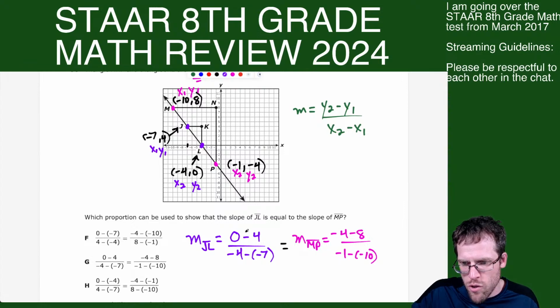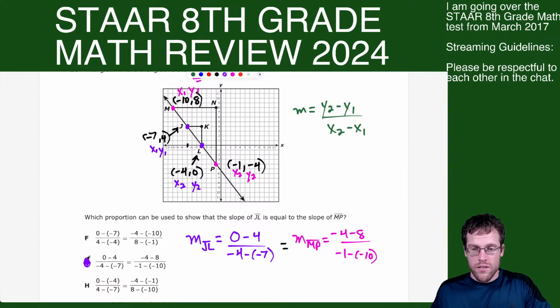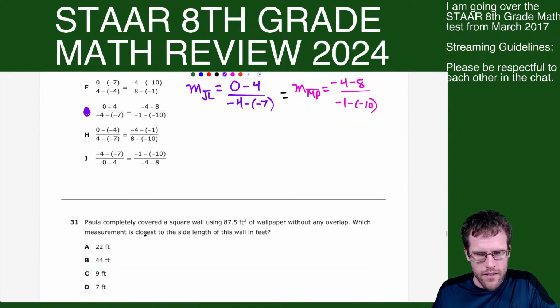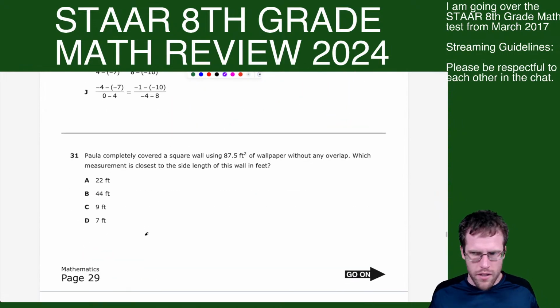But let's see. 0 minus 4 over -4 minus -7. And then -4 minus 8 over -1 minus -10. So choice G. That's our answer. This is more of an eye exam, that question. Very tedious. Strange question, but very conceptual. That's a deep question, concept-wise.